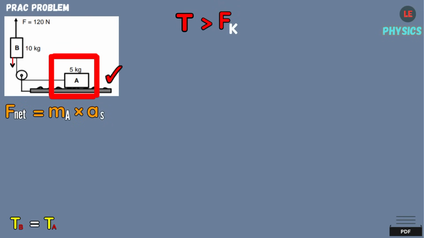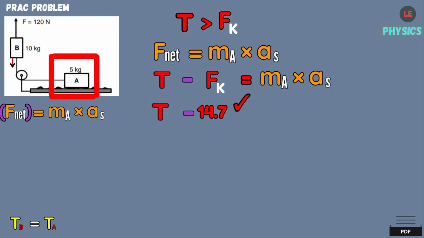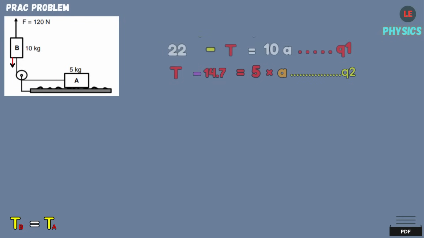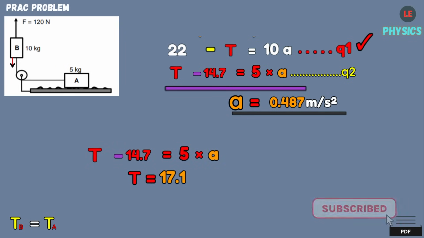Now we calculate net force on this block, where the net force is the sum of tension force minus kinetic frictional force. Tension is unknown. Frictional force is 14.7, mass of block A is 5, and acceleration is unknown. We label it equation 2. Then we solve these two equations simultaneously. The T goes off because they cancel each other. We find acceleration is 0.487 meters per second squared. We take this acceleration value to substitute in either of the equations to find the tension force magnitude. By doing so, we find the tension force magnitude is 17.13 newtons.